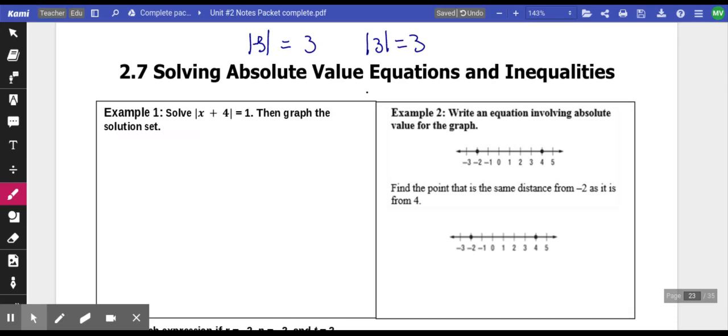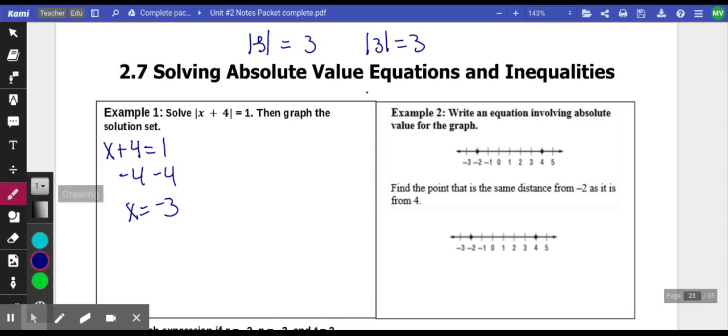So when I want to solve the absolute value of x plus 4 equals 1, I need to solve two separate equations. So the first equation is going to be exactly as it is, just without the absolute value sign. So it's going to be x plus 4 equals 1. I subtract 4, and x equals -3.